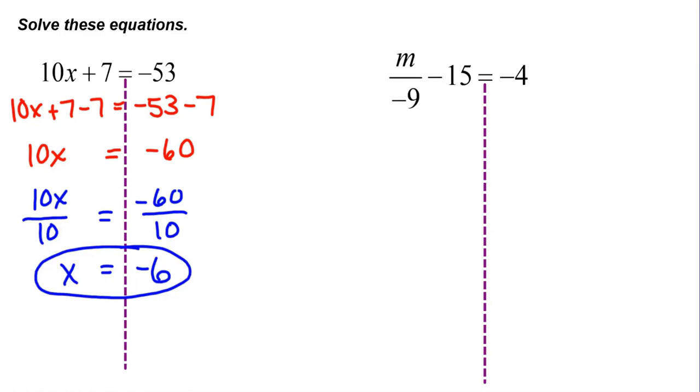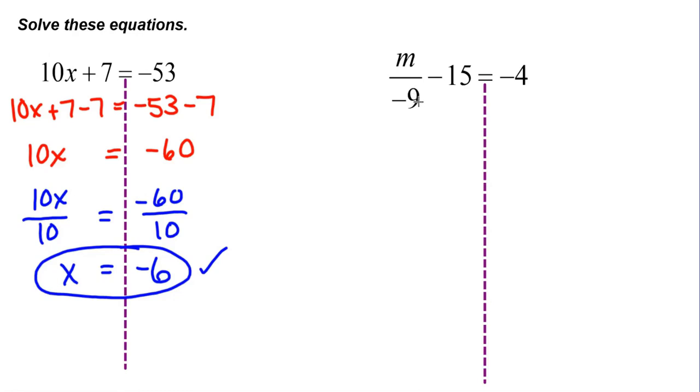Now, in the interest of time and keeping this video relatively short, I'm not going to show the work for checking it, but I would definitely check that. So if you plug that back into the original equation, 10 times negative 6 is negative 60. Negative 60 plus 7 is negative 53. So I know that that is correct. So step 1 in red, step 2 in blue, and I'm done. So you can see once you get the hang of that, it does go quite quickly.